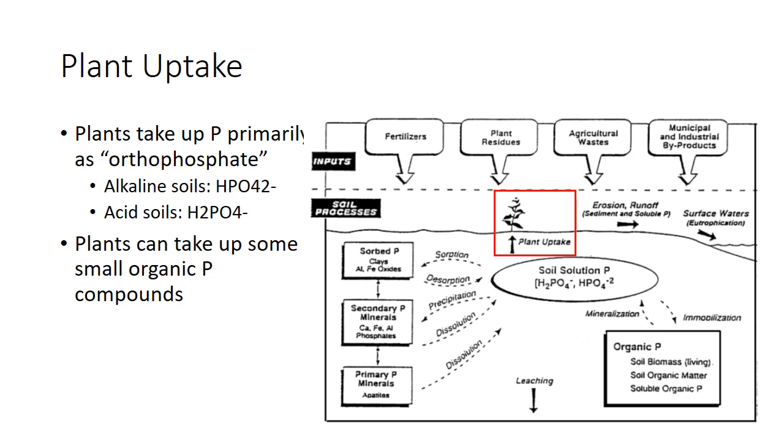So in alkaline soils, the form is typically HPO4 with a 2- charge, or in acid soils, H2PO4 with a 1- charge. So those are the two primary forms of phosphate or orthophosphate that occur in nature. Plants can take up some small organic phosphorus compounds, but that's relatively rare. So the dominant forms are inorganic phosphorus in these two forms here.